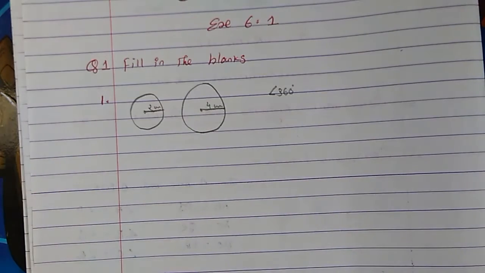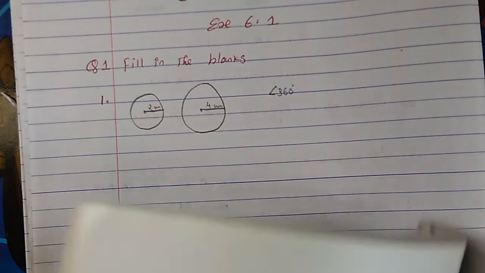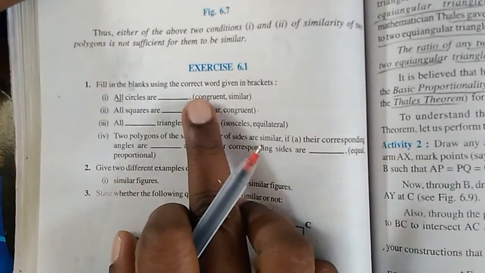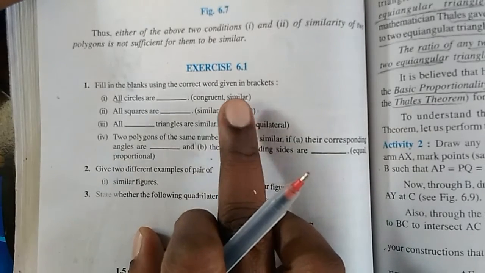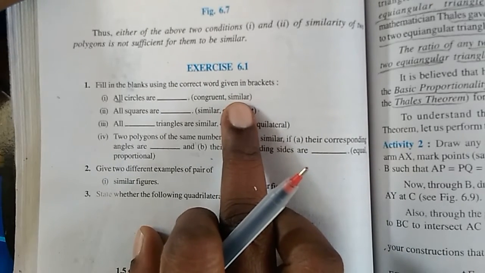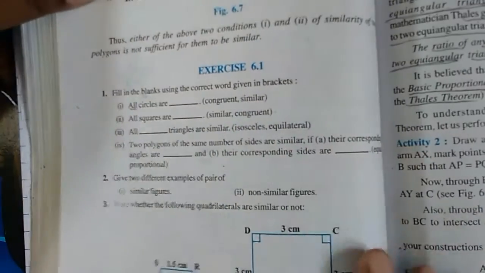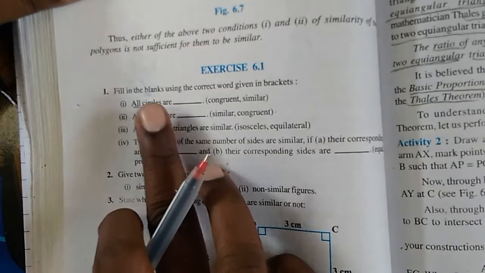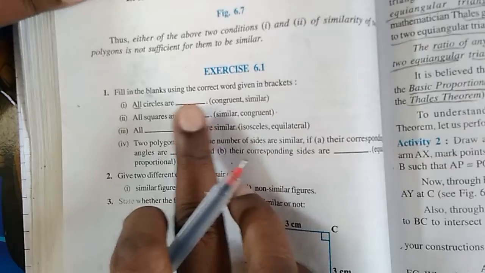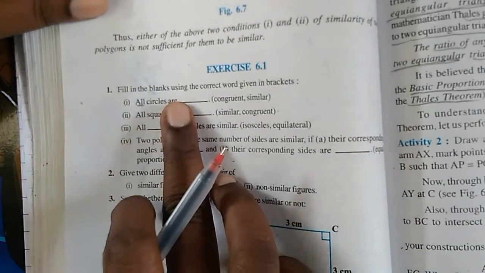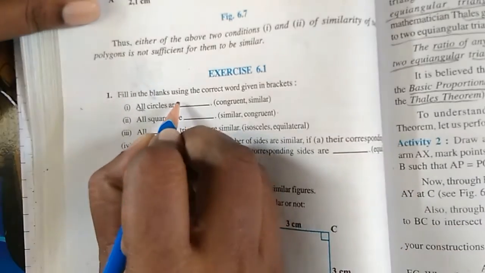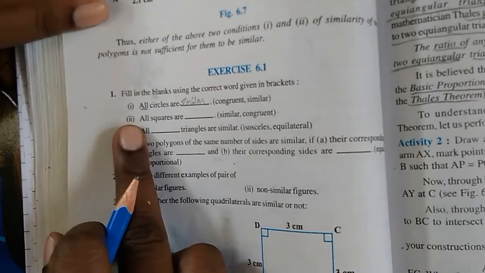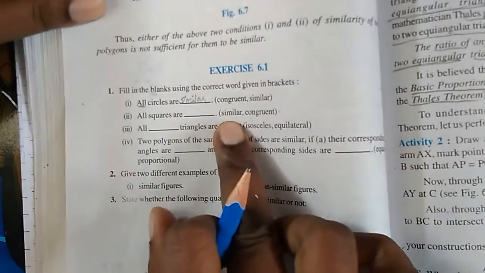And I told you the condition for congruency and for similarity. Congruent means everything should be same to same. For similarity, ratios should be equal and angles should be equal. Now here in this case, angles are equal because all the circles' angles are the same, but the radius differs. So therefore it cannot be congruent, but all circles are similar. So that will be the answer: similar.